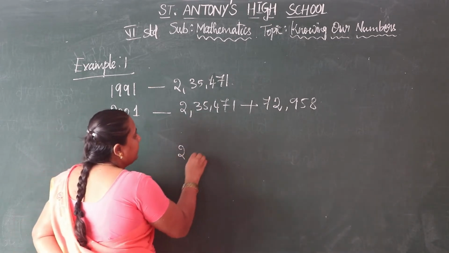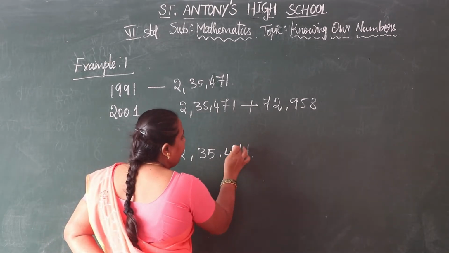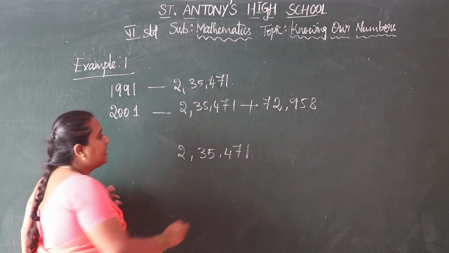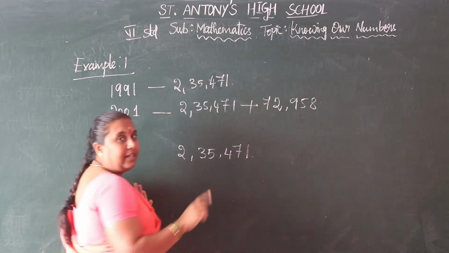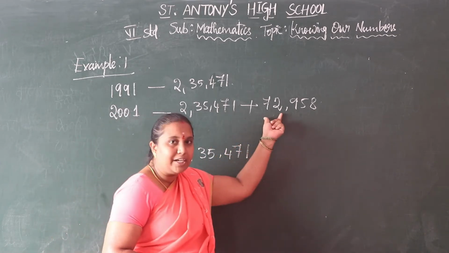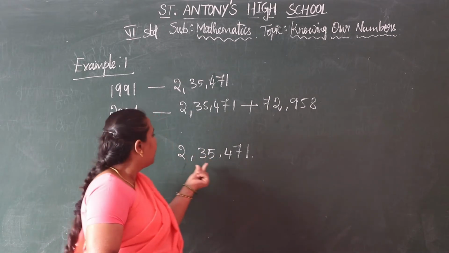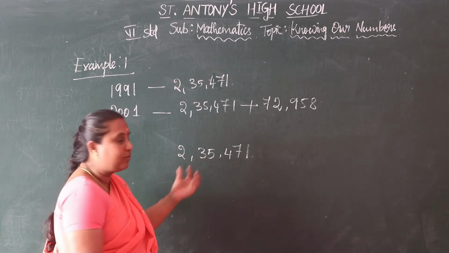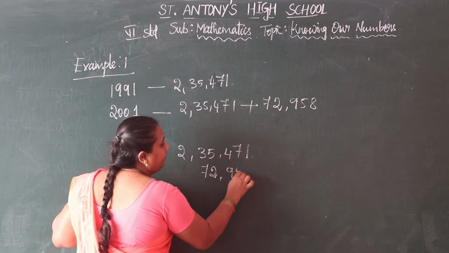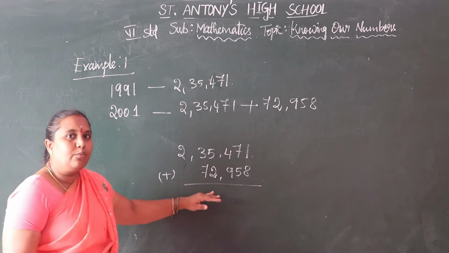2,35,471. Here we have the increased population in 2001 as 72,000. See, here we have lakhs, 2 lakhs. Here we have 72,000, so we should write 72 in the thousands place. Which is the thousands place? 35. So under that we should write 72,958. Now we are adding this.